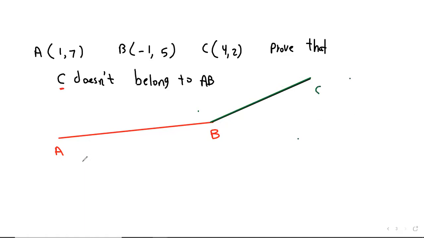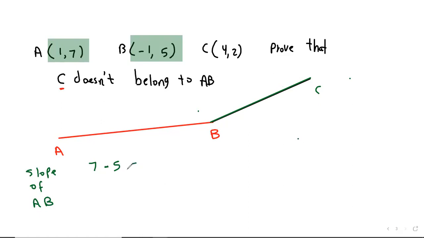So what is the slope of AB? Here's A and here's B. The slope of AB, y minus y, so it's 7 minus 5, equals 7 minus 5 divided by 1 minus -1. So it's 2 over 2, that is equal to 1. That would be equal to 1.